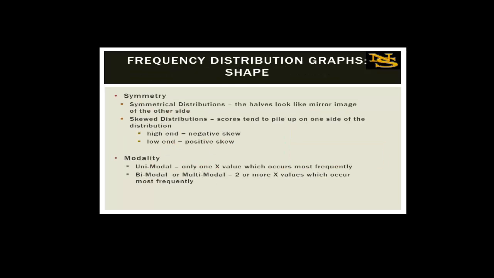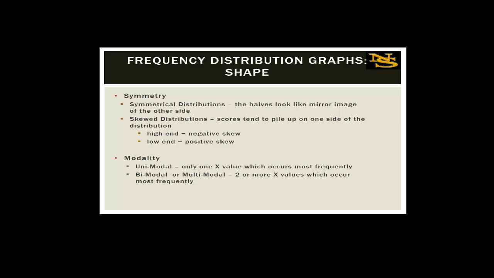So in addition to symmetry, modality is another characteristic of the shape of frequency distribution graphs. You will get to the mode when you start to look at measures of central tendency, but I'm sure some of you have heard of the mode. It's just the most frequently occurring score. So if you have a unimodal distribution, that means there's only one score which occurs most frequently. If you have a bimodal distribution, then you have 2 scores that occur quite frequently, or you can have several scores that occur very frequently and call it a multimodal distribution.